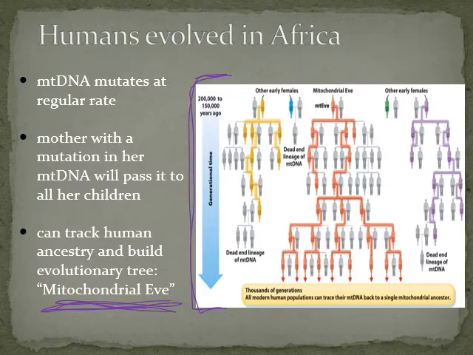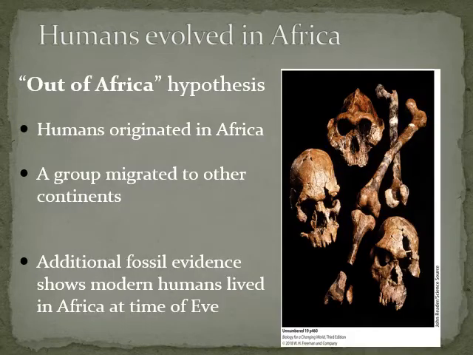Looking through mitochondrial DNA to find mitochondrial Eve also gave a little bit of evidence to the hypothesis of where humans actually evolved from and where we came from. And there are two different hypotheses. The one that we'll focus on, and the one that's pretty widely accepted, is called the out of Africa hypothesis. This is the idea that humans originated in Africa, and then a group migrated to other continents, and eventually started migrating all over the world.